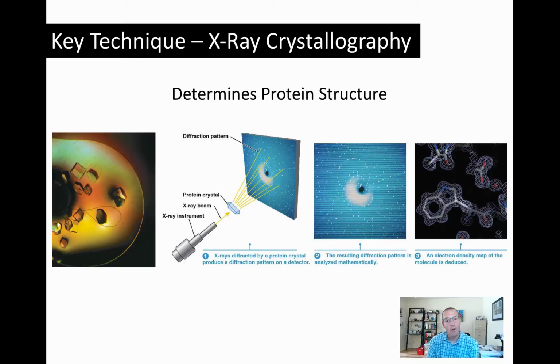So that's X-ray crystallography. There are other techniques such as NMR, nuclear magnetic resonance, that can be used to determine protein structure, but this is probably the most easily understood technique.